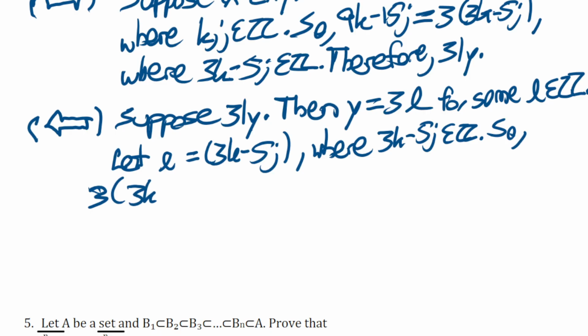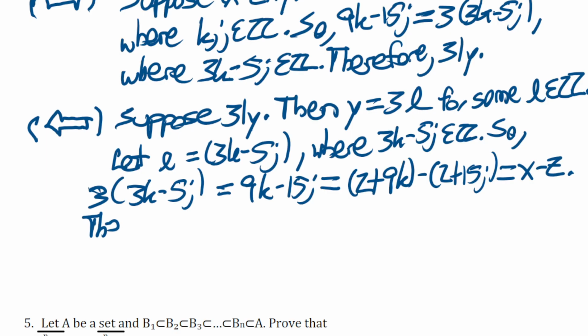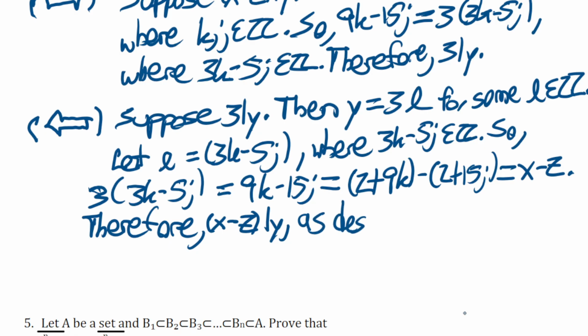So 3 times (3k minus 5j) equals 9k minus 15j, which equals 2 plus 9k minus 2 plus 15j, equals x minus z. So therefore, x minus z divides y as desired. And we have just proved this biconditional proposition.